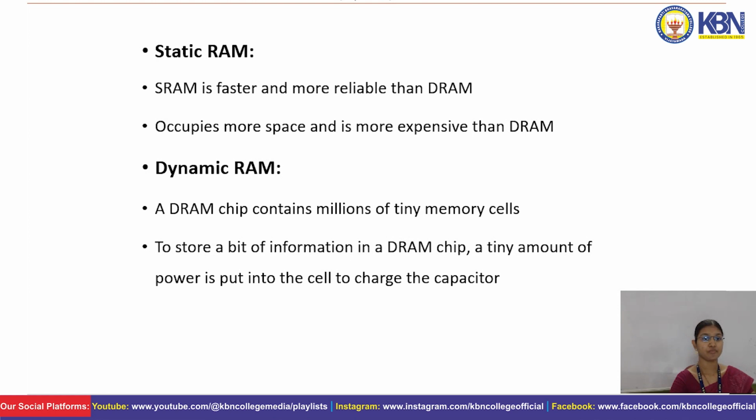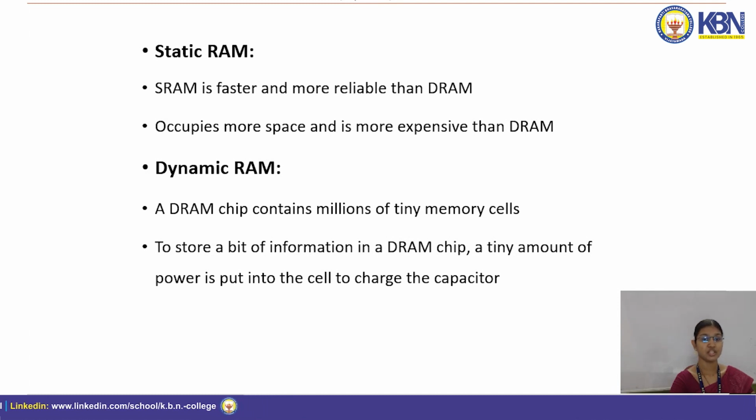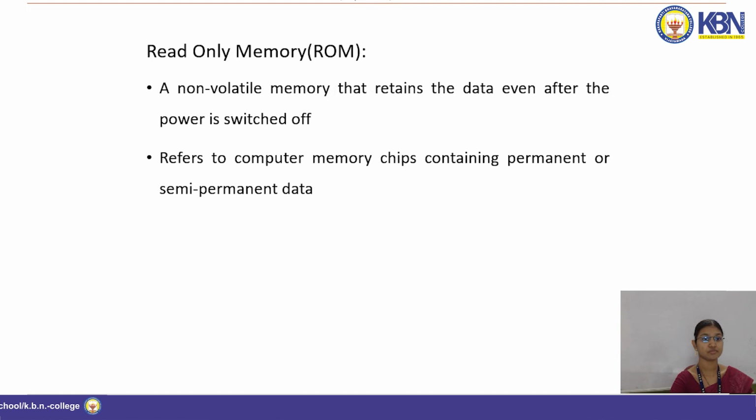What is static RAM? It is faster and more reliable compared to dynamic RAM. Static RAM occupies more space and it is more expensive than DRAM. Now coming to DRAM, it means dynamic RAM, and it is a chip containing millions of tiny memory cells, and it stores a bit of information in a DRAM chip. A tiny amount of power is put into the cell to charge the capacitor.